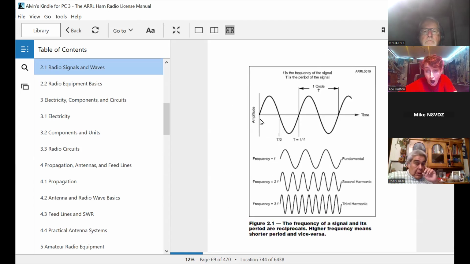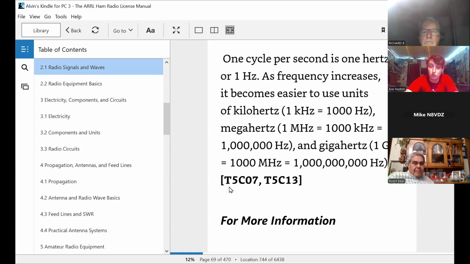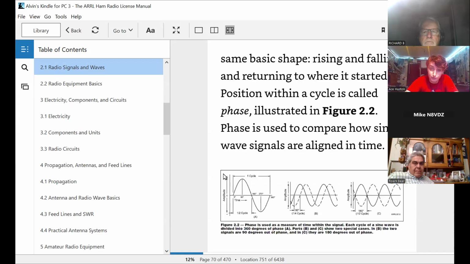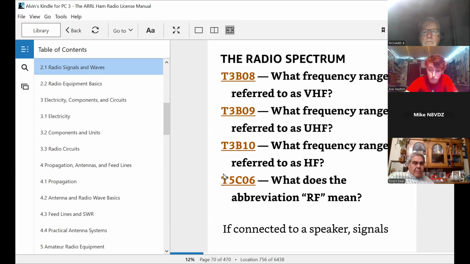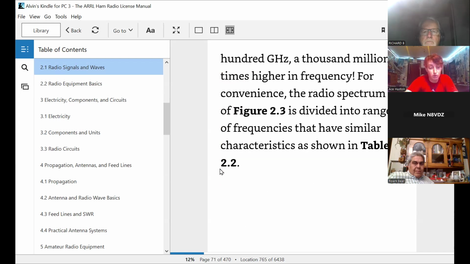Okay. Talked about fundamental waves and harmonics. And we use filters to filter out the harmonics. We're enjoined by the FCC rules not to put out a pure signal, to try to reject any of the harmonics that might interfere with someone else.